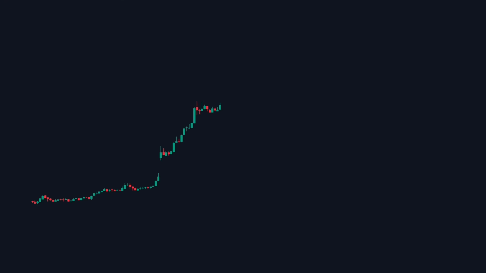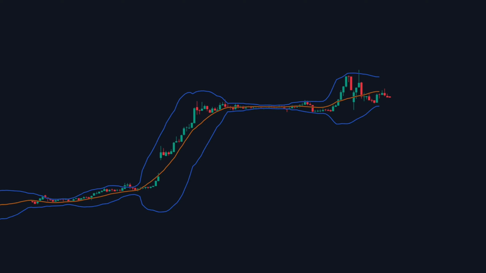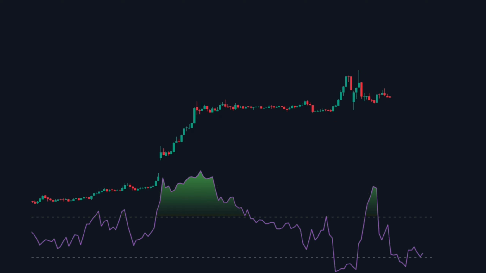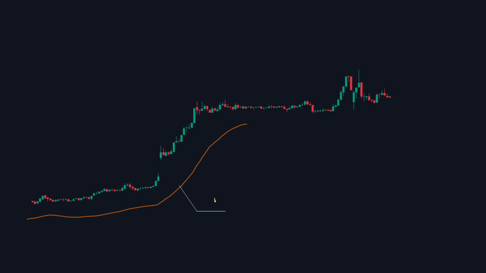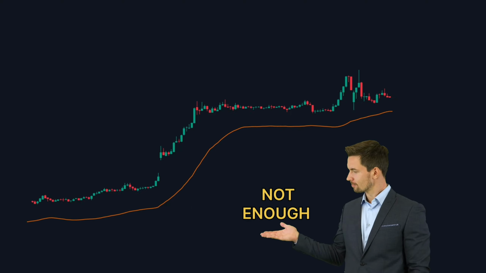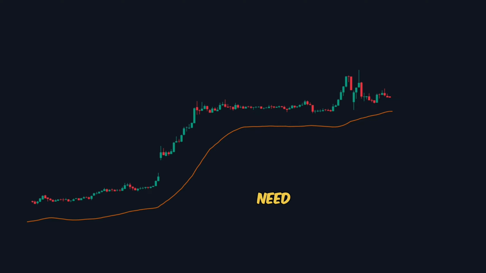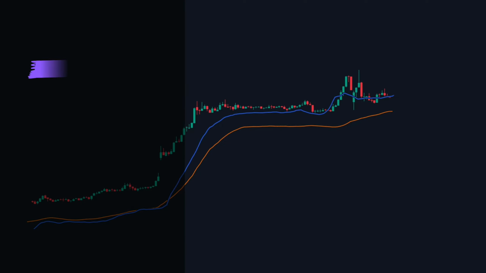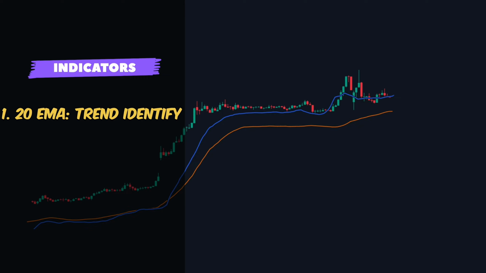Before starting the video, answer one question. Which indicator do you use for trend identification? You may use Super Trend, Bollinger Band, moving average, RSI. But we're going to use EMA for trend identification. But trend identification alone is not enough to enter a trade. We need a perfect entry point. To get the entry point, we need another EMA. So we're going to use 2 EMAs: 20 EMA for trend identification and 12 EMA for entry point.